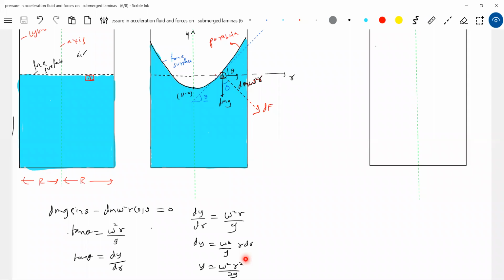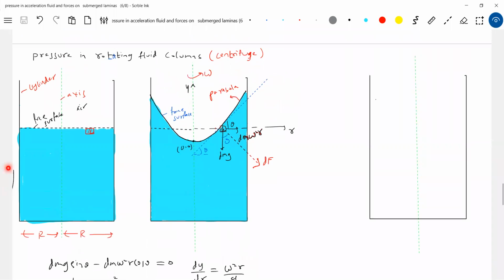So this will be the free surface above the axis. If you take any point on the curve, it is going to form a paraboloid here. So the shape of the free surface will be parabolic in nature, y proportional to r squared. Okay, now let's see how to calculate the pressure at various points, as the liquid column rotates.